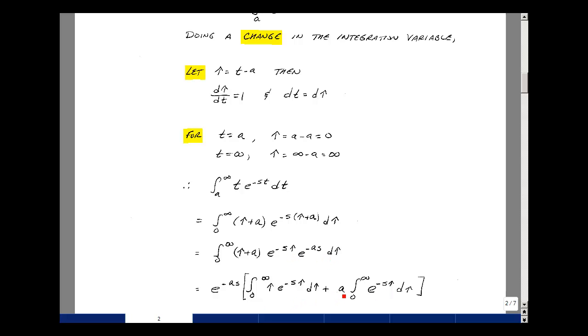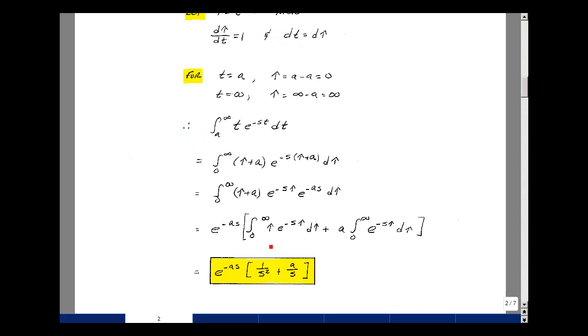Now a is not a function of tau, so I can bring that out in front. I was replacing t by tau. This is our Laplace transform of 1 over s squared, and this is a Laplace transform of just a over s. So then our result is e to the minus as times 1 over s squared plus a over s. This is supplemental problem 9.2.